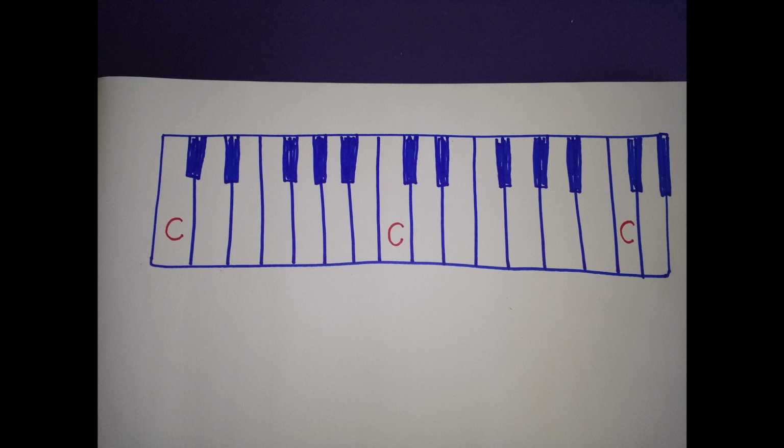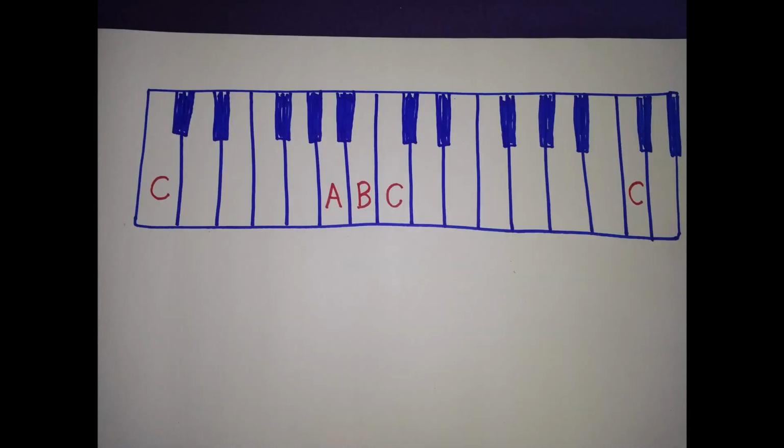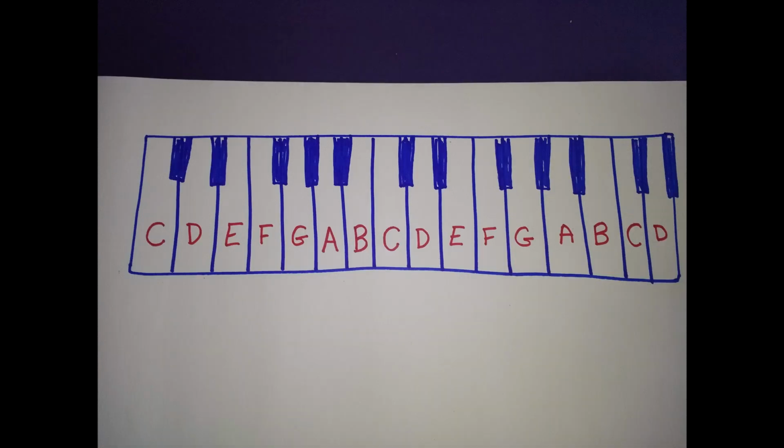Now, as you know, in the musical alphabet, we run from A to G, and then we start back at A again. So we get A, B, C, D, E, F, G, A, B, C, D, E, F, G, and so on. So if you know where your C's are, then you can work backwards to put the B and the A in. And then from there, you should be able to fill in all of the letter names on the keyboard.